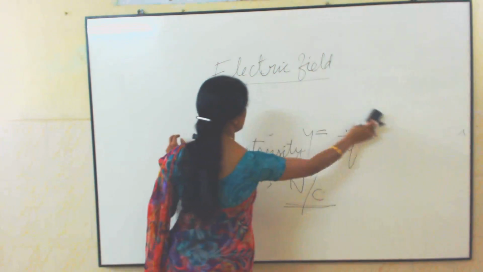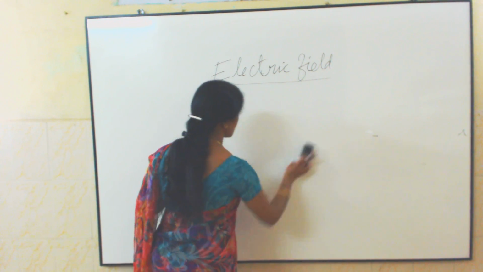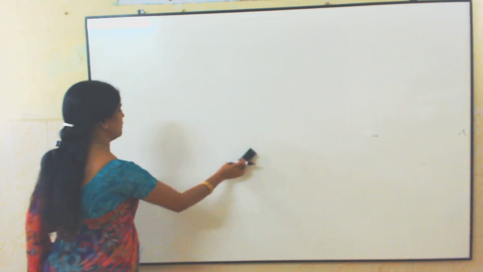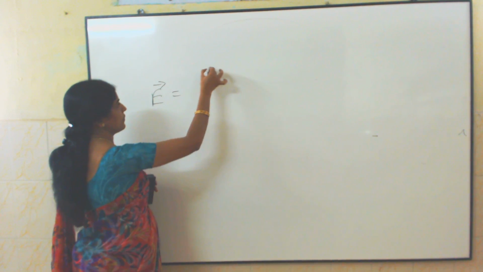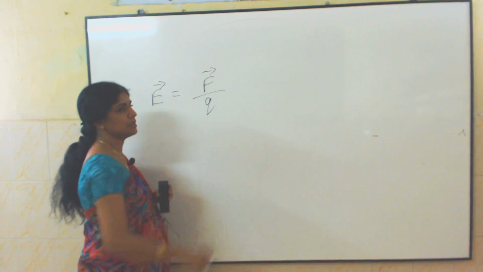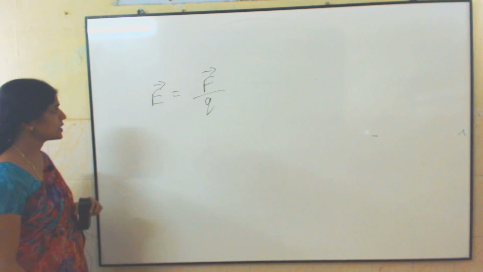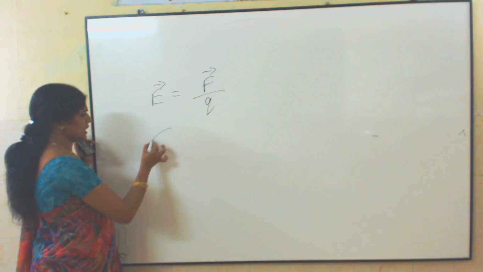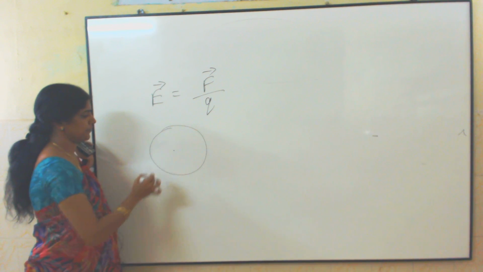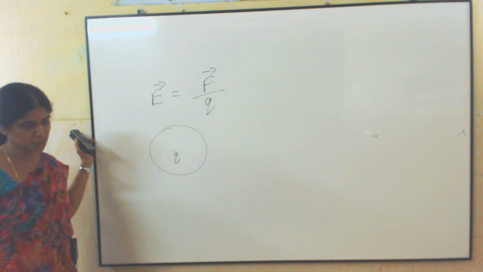So this is a vector quantity. E equal to F by Q is a vector quantity. If I write this in vector form, E vector equal to F vector by Q, where Q is the charge present there. Its unit is Newton per Coulomb.